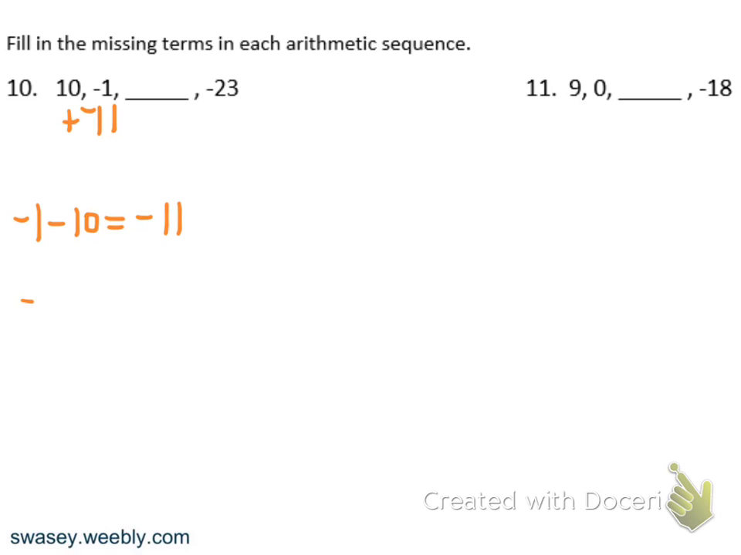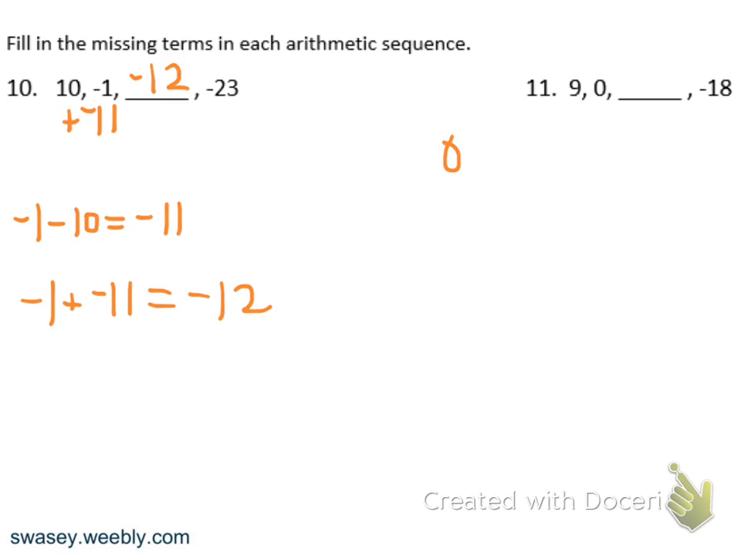So now let's do -1 plus -11. And we get -12. -12 plus -11 does give us -23, so we should be confident in the answer.